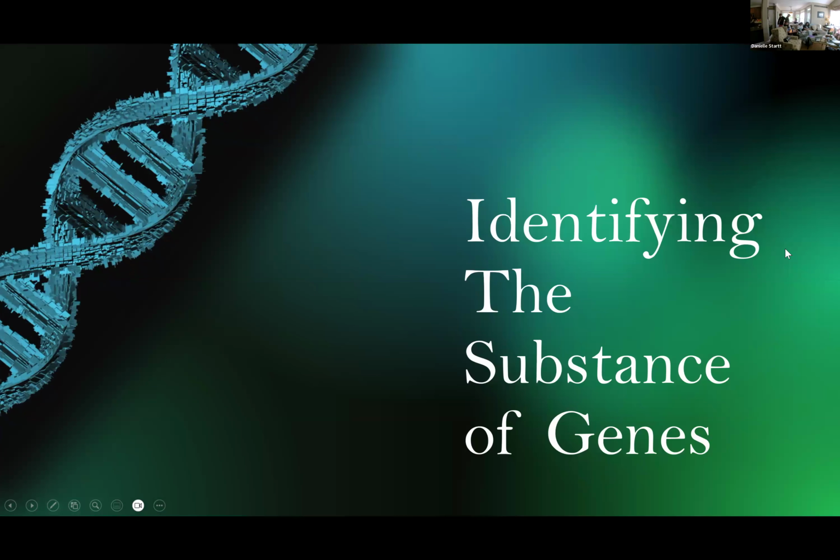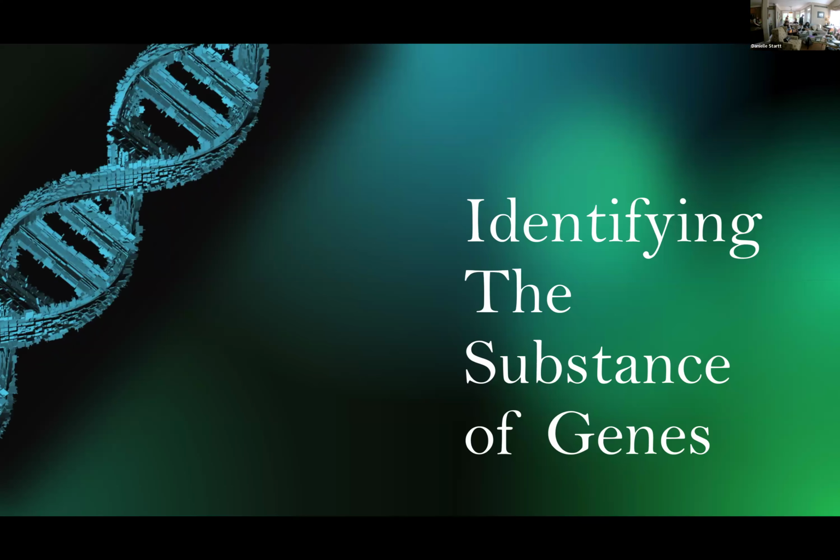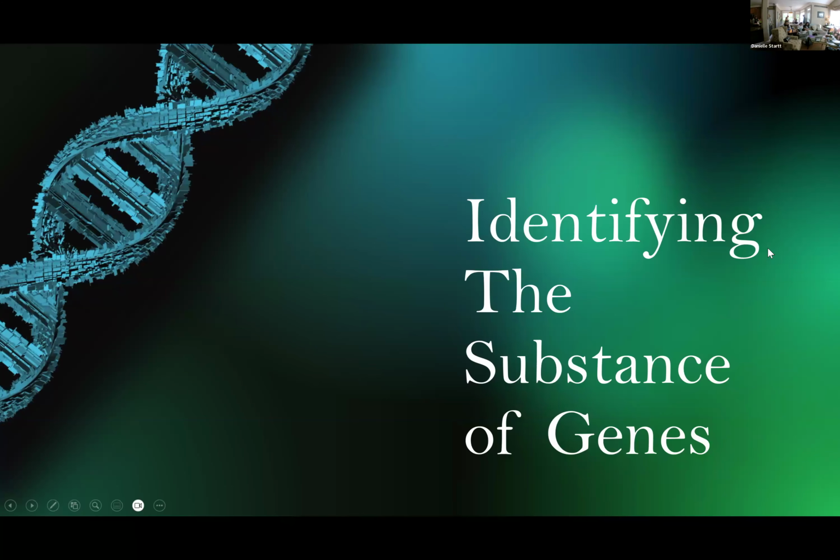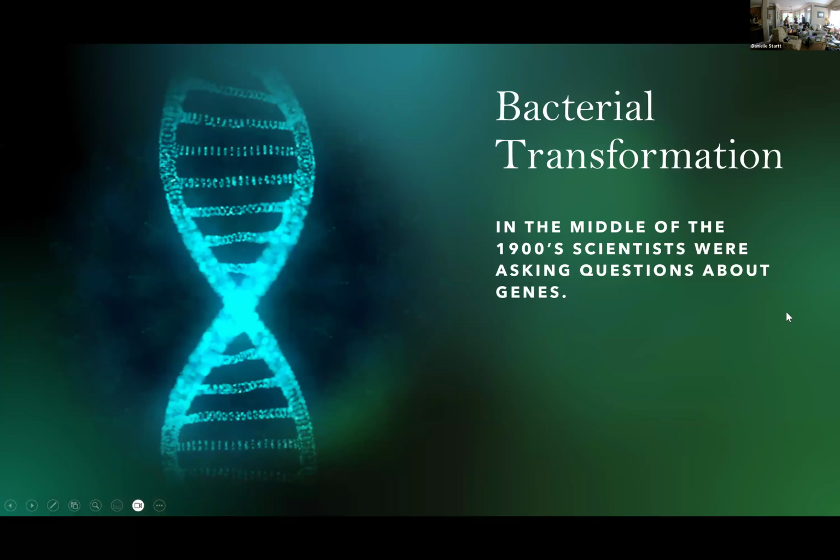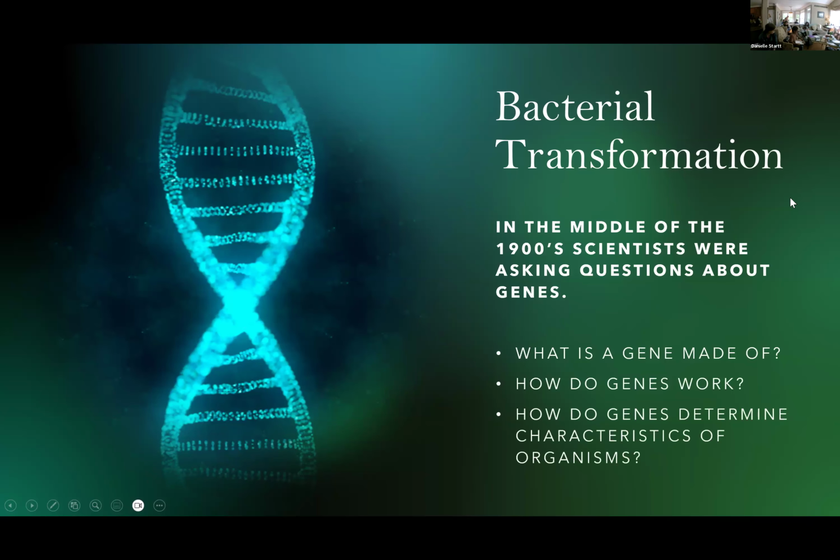So we're going to talk about how we identify the substance of genes. What are these things and how do we figure it out? So we started this process by working with bacterial transformation. In the middle of the 1900s, scientists were asking questions about genes. So what's a gene made of? How do genes work? How do genes determine the characteristics of organisms?